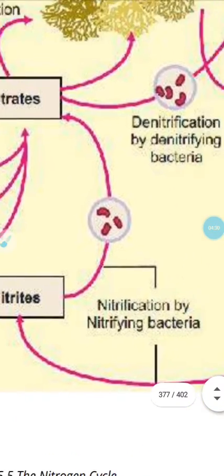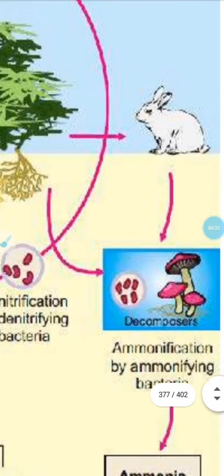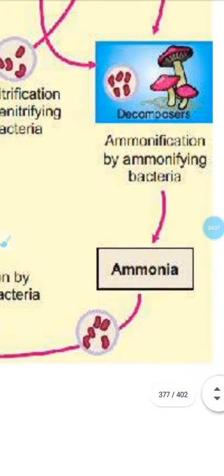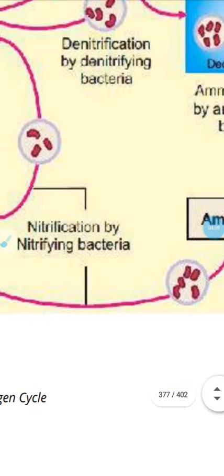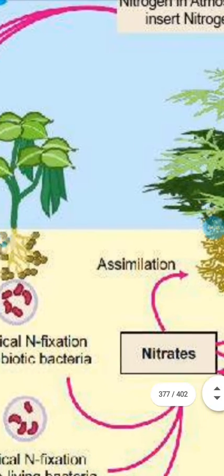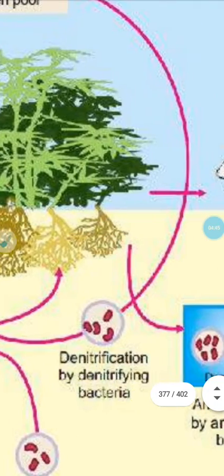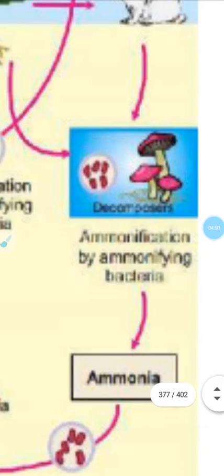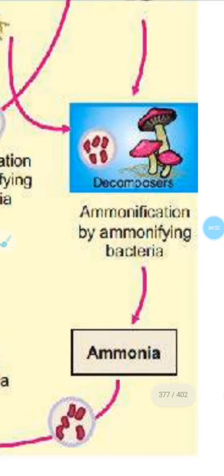Now I will tell you what is happening here, because the plants will die. That was the point I was discussing, that ammonia goes to nitrite, and the nitrite to the nitrate. Atmospheric nitrogen may go directly to the nitrates, but here, in the case when the dead plants and dead animals are dying, for example a rabbit that is dying, mushroom is a fungus, they are decomposers.